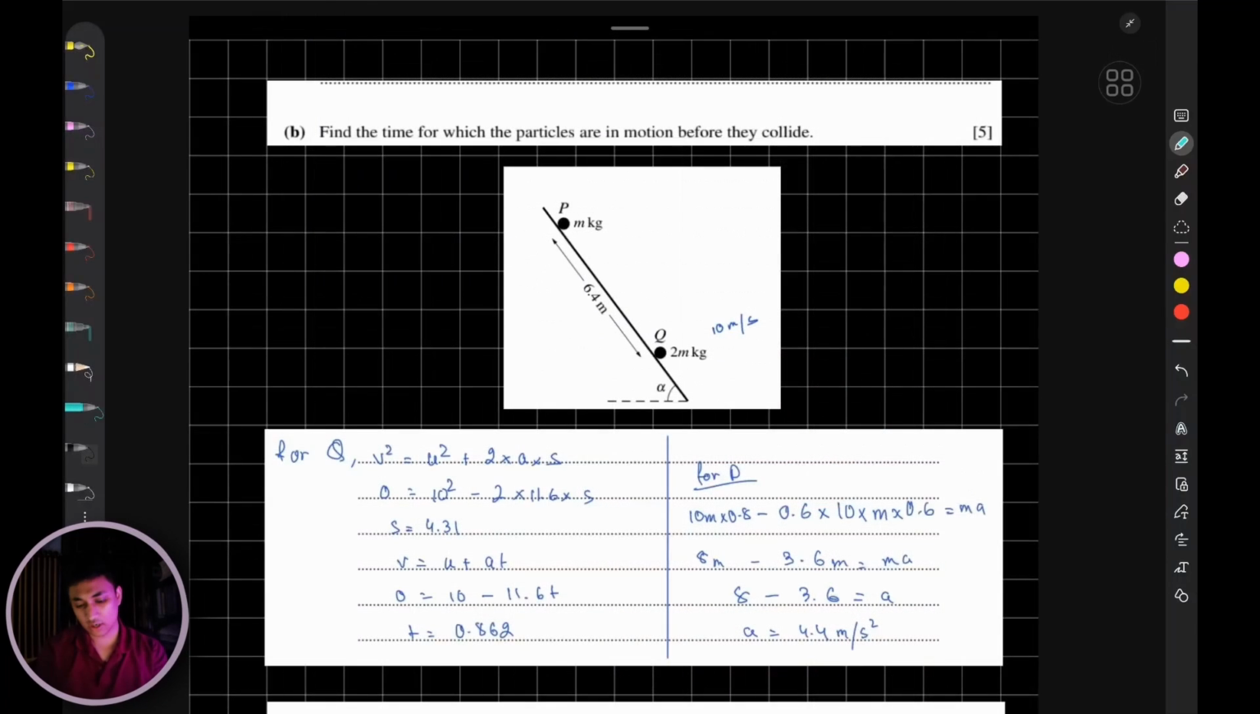Great. So now part B. Find the time for which the particles are in motion before they collide. So the question is asking you, how long would have passed before point particle P falling down and point particle Q that had been given a velocity upwards, how long would it take for both of these particles to come in contact? Now, this is where the atrocity begins.